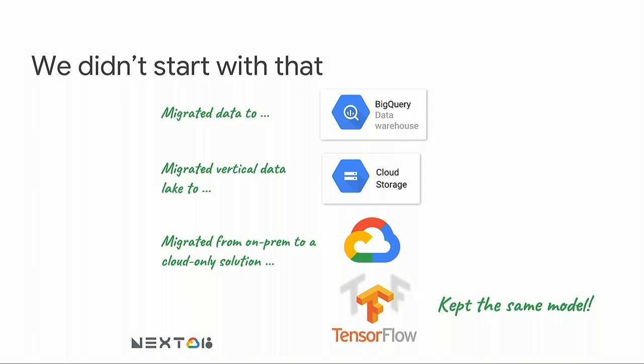This has all been working great for us, but we didn't start with that. We had to go from an on-premise solution to a complete cloud solution where we moved all our data to BigQuery, we moved our storage to Google Cloud Storage, and we moved our inference and data processing pipeline to Dataflow. But all along the way, we were able to retain the same TensorFlow model.